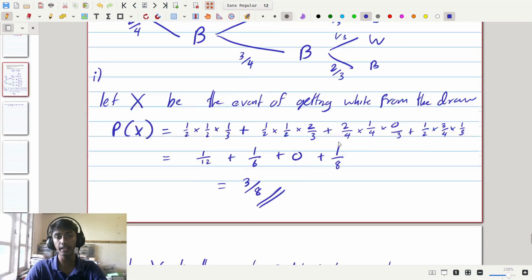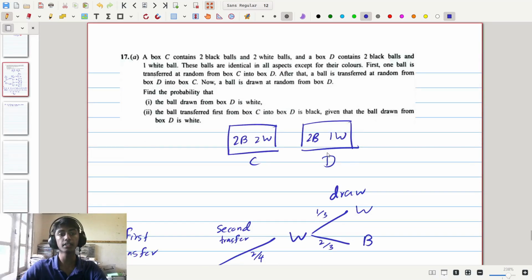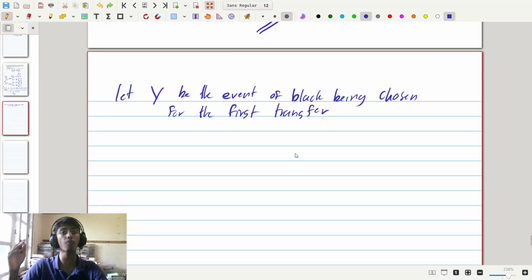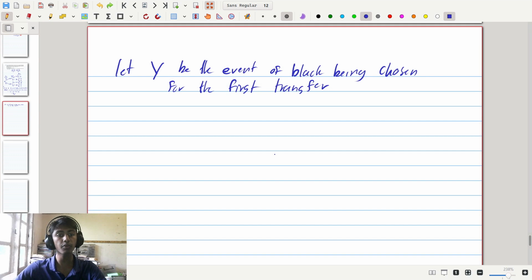Now, what we're basically asking here is the probability of that event occurring given that we already have X. So basically what we're looking for is the probability of Y given X. So the event that we want is the probability of Y given X.